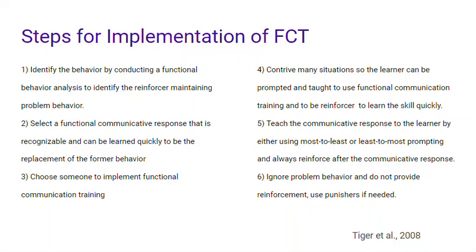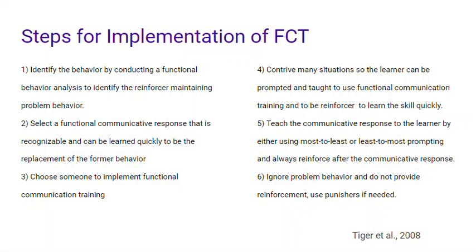Then you need to contrive many situations so the learner can be prompted and taught to use functional communication training, and also to have a reinforcer, something that the child really likes and is motivated for. That way they will learn the skill really quickly. The fifth step is to teach the communicative response to the learner by using what we call least to most prompting.